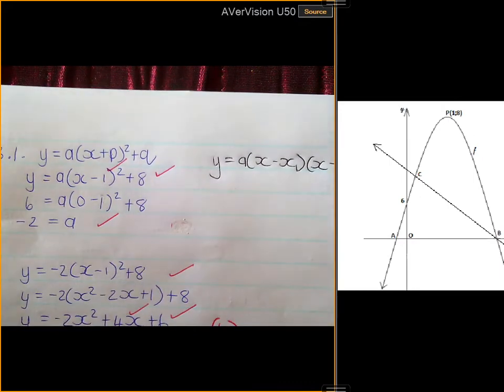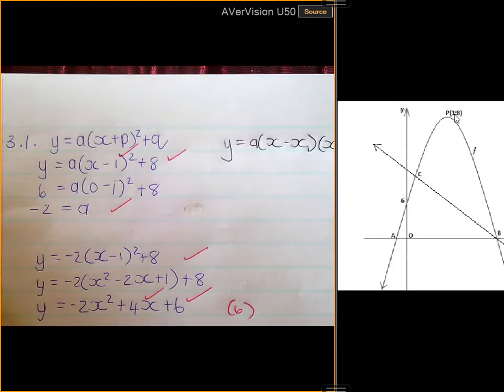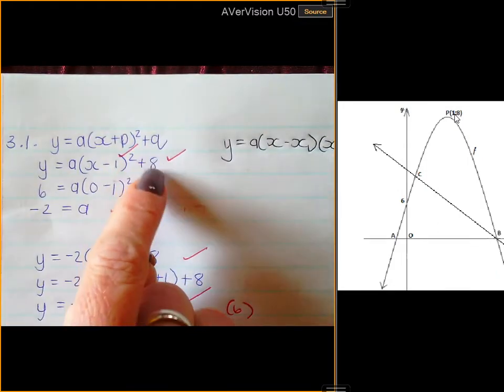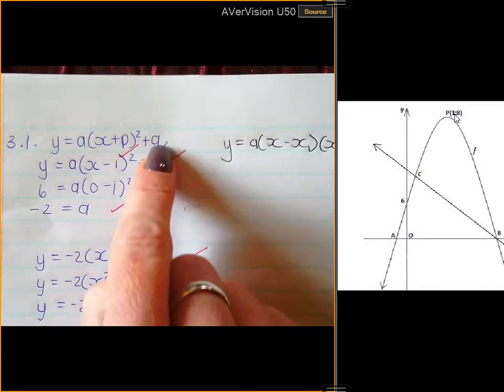So if you look at the graph, can you all see that you've got the turning point? So therefore that turning point of 1 and 8, you substitute into the place of P and Q. Q you substitute as it is, 8 into the place of Q.